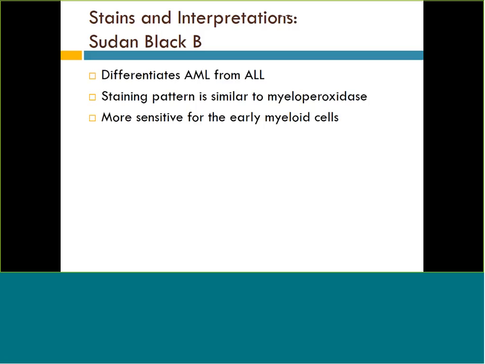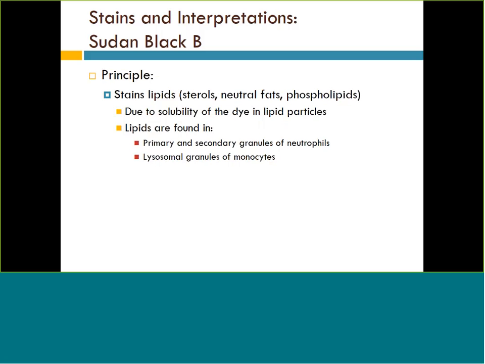Okay, so our second stain is Sudan Black B, or SBB for short. Same purpose. Again, it's used to help determine if you have AML or ALL. So it'll be positive in AML, negative in ALL. In this case, it is staining the lipids inside the primary and secondary granules of neutrophils. So it is targeting the lipid inside those primary and secondary granules of neutrophils.